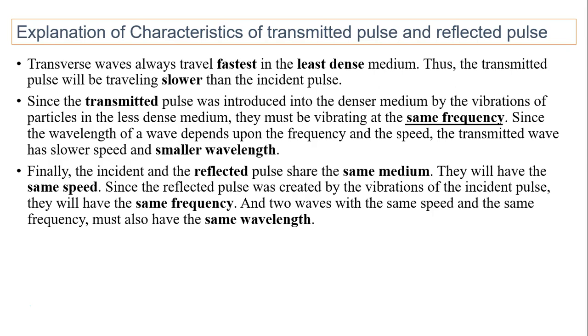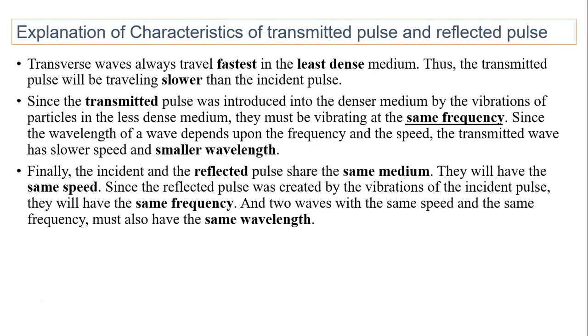A transverse wave always travels faster in the least dense medium. Thus, the transmitted wave will be traveling slower than the incident pulse. Since the transmitted pulse was introduced into a denser medium by the vibration of the particles in the less dense medium, they must vibrate at the same frequency. Since the wavelength depends on the frequency and the speed, the transmitted wave has a slower speed and a smaller wavelength.